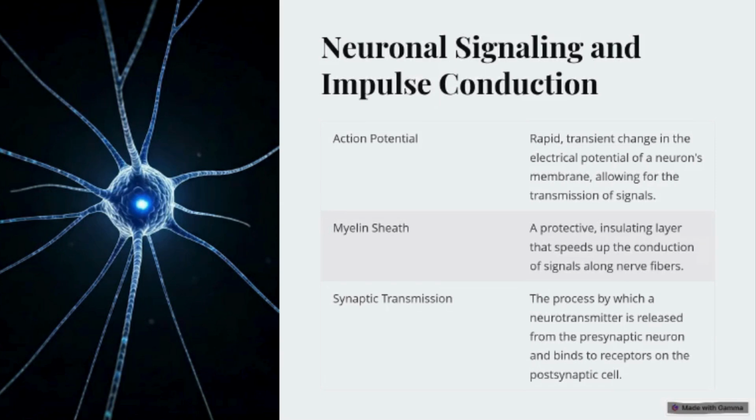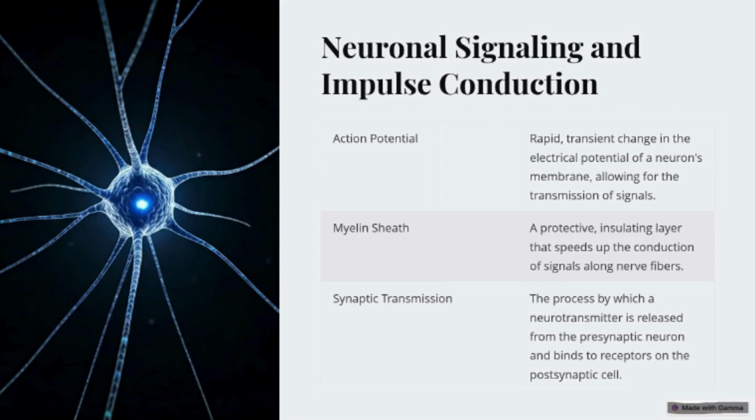Next, neural signaling and impulse conduction. It relies on the generation and transmission of electrical impulses called action potentials. These impulses travel along the axon of the neuron and are facilitated by the myelin sheath, which increases the speed of conduction. This rapid signaling allows the body to respond quickly to stimuli, ensuring smooth functioning of the sensory and motor system.